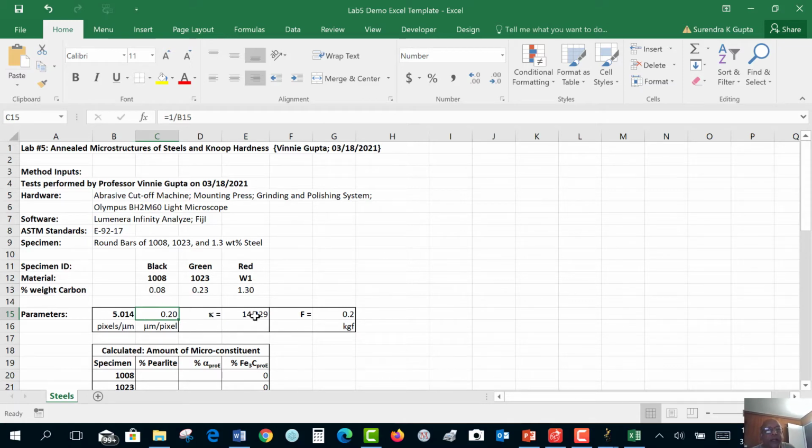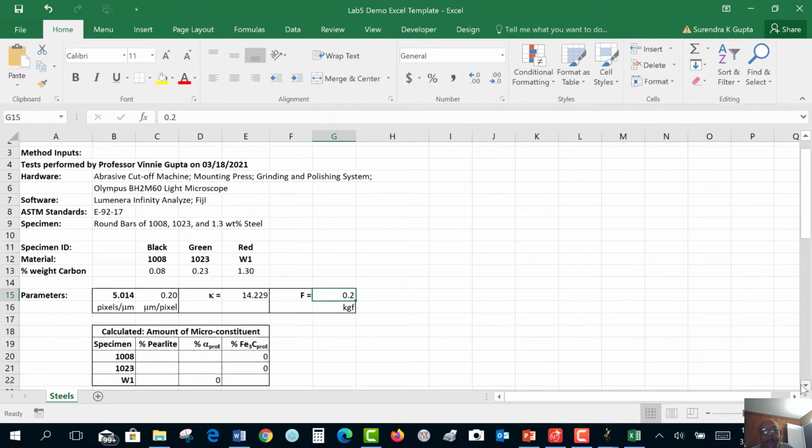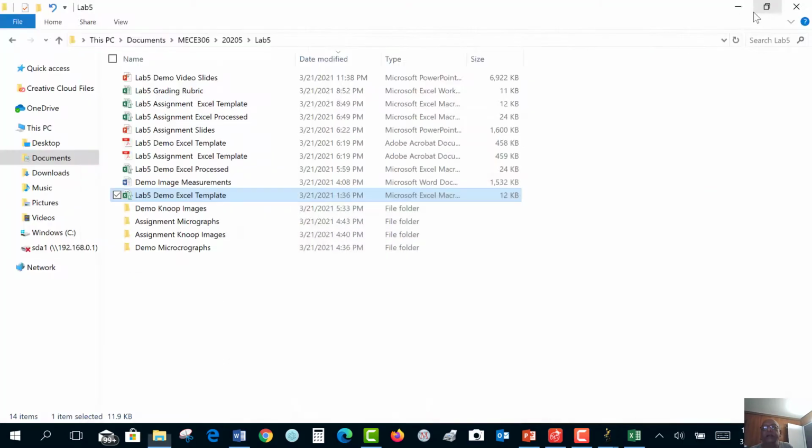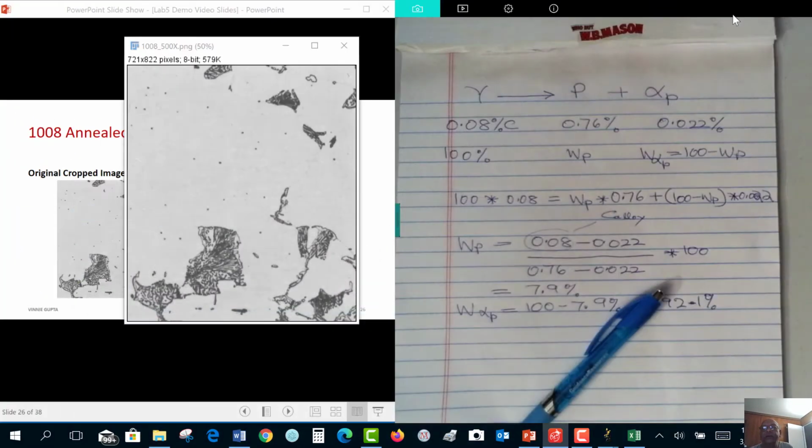So for Knoop hardness, this is our kappa, and this is our force. And we just calculated that for 1008 the percent pearlite is 7.9%. And of course, alpha P is 100 minus that. So that is our calculated amount.